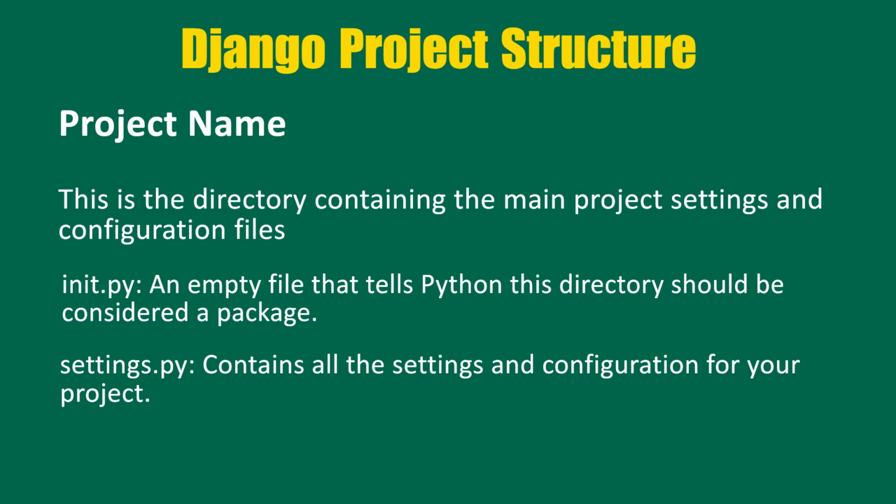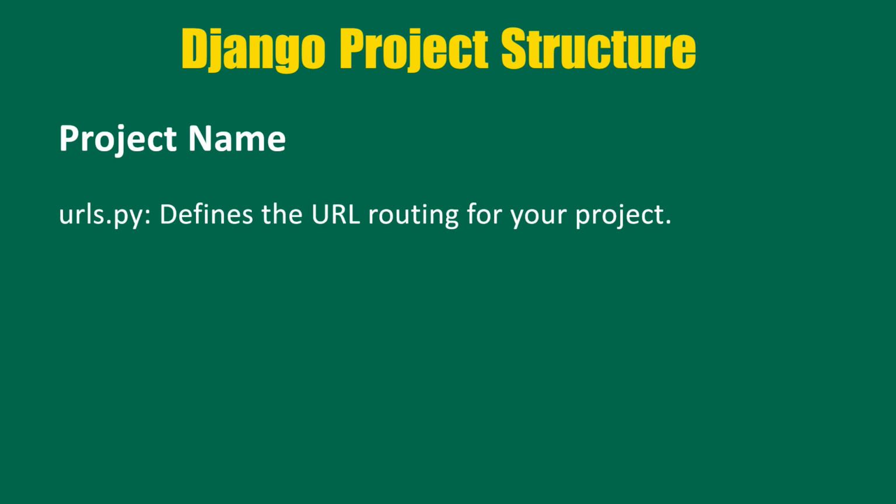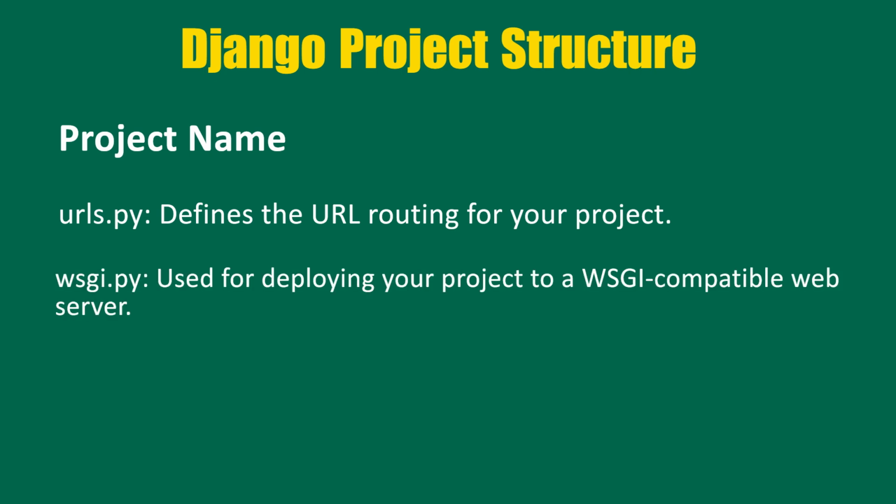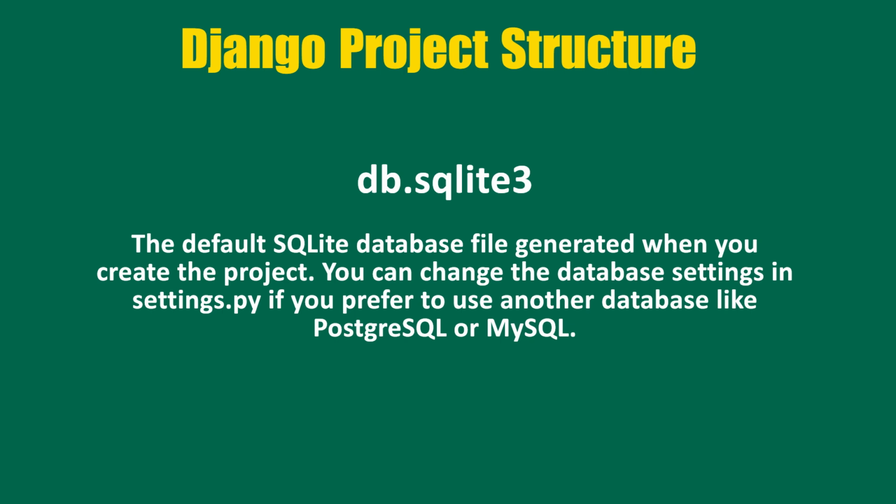settings.py, contains all the settings and configuration for your project. urls.py, defines the URL routing for your project. wsgi.py, used for deploying your project to a WSGI-compatible web server. db.sqlite3, the default SQLite database file generated when you create the project. You can change the database settings in settings.py if you prefer to use another database like PostgreSQL or MySQL.